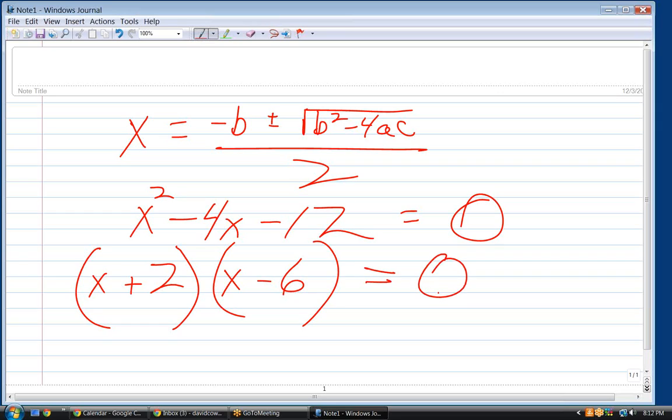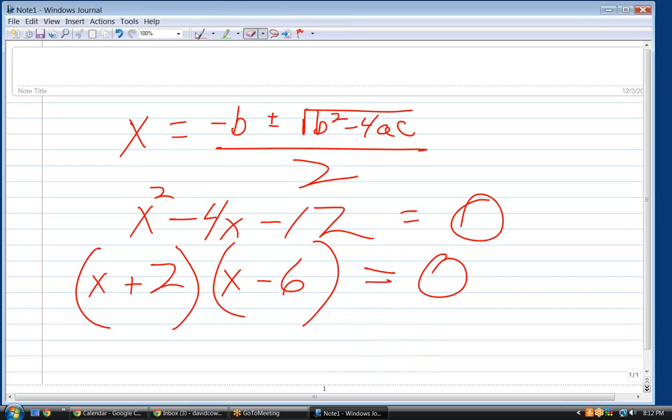Okay, so now what are my solutions to this quadratic? Where are my zeros? Your zeros are 2 negatives, or 2 comma 0 and negative 6 comma 0, if you're going to graph it.